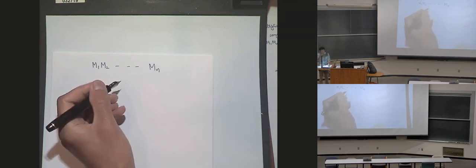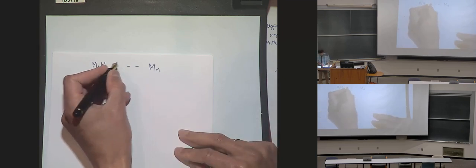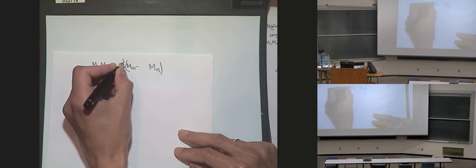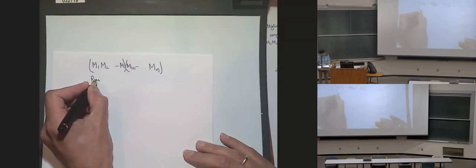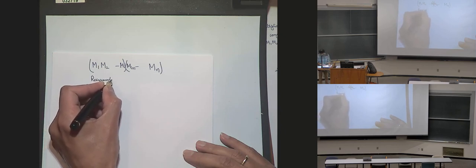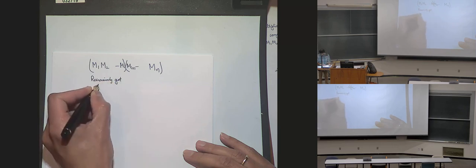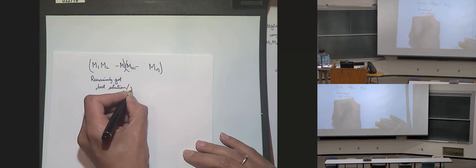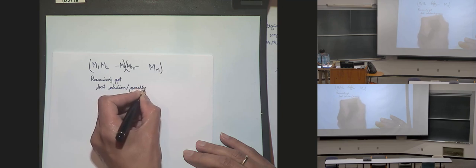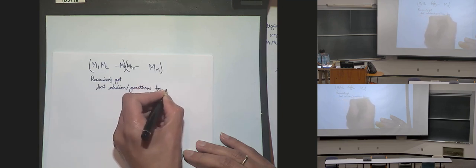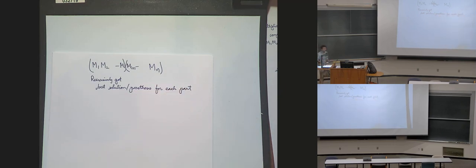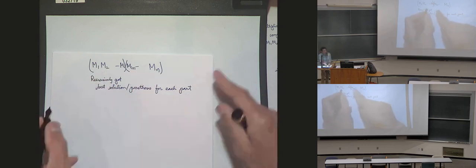So, as was correctly said, suppose I split this way. Then you can recursively get the best solution, or the parentheses, for each part. And suppose then, how much does it take to multiply?